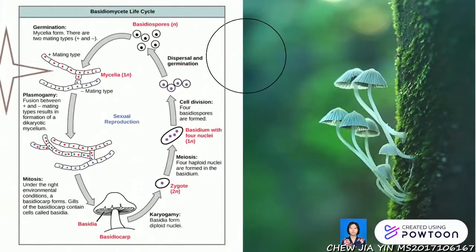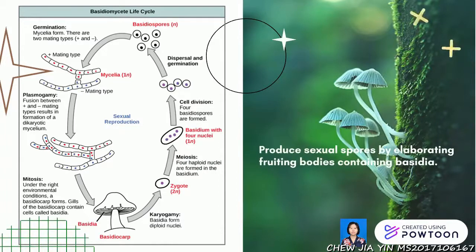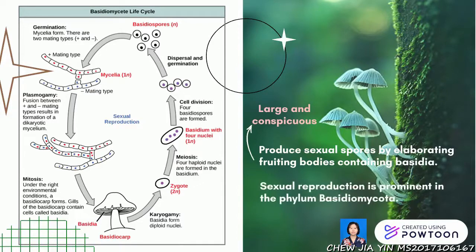Phylum Basidiomycota is considered a large and diverse phylum containing the most advanced fungi. Basidiomycetes are characterized in that they produce sexual spores named basidiospores by elaborate fruiting bodies containing basidia and are referred to as club fungi. The fruiting bodies named basidiocarps are large and conspicuous. They bear millions of spores located on the surface of the fungal gills. Sexual reproduction is prominent in the phylum Basidiomycota and therefore distinguishes them from ascomycetes.